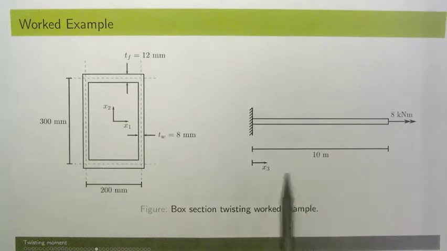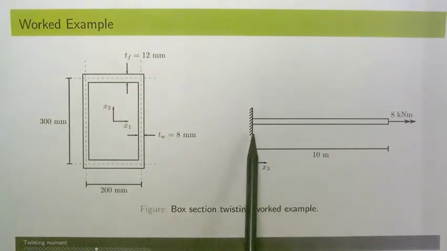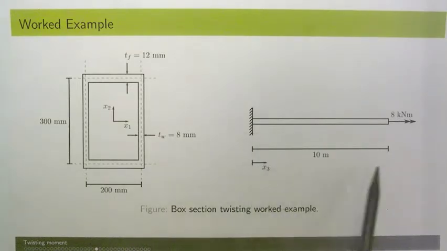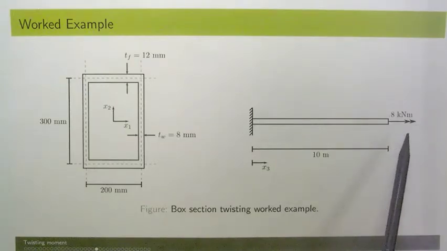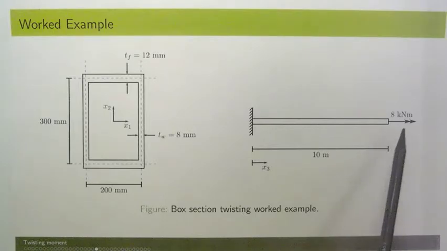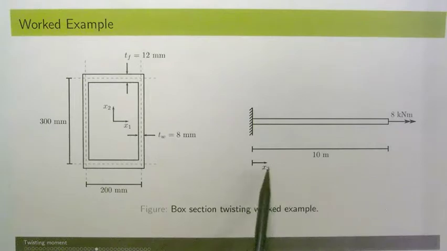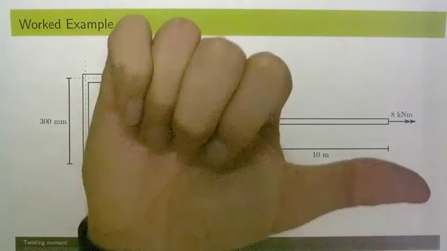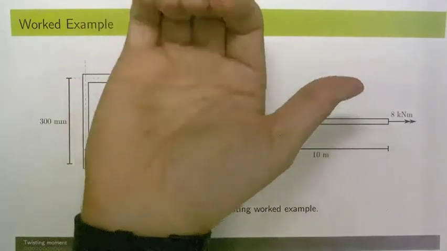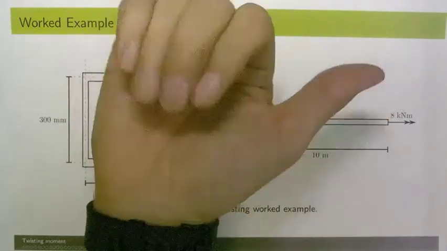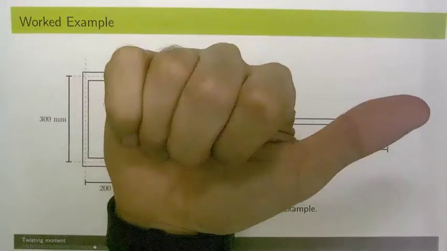And the loading situation that we've got: we've got the fixed end here, a 10 meter long cantilever, and the loading we're applying is this 8 kilonewton meter twisting moment at the far end here. I've drawn it as a positive twisting moment, so that means that we're going in the x3 direction. Again, using the right hand screw rule, if I just line my thumb up with the positive x3 direction, then this is what we mean in terms of positive twisting moment, just going round like that.